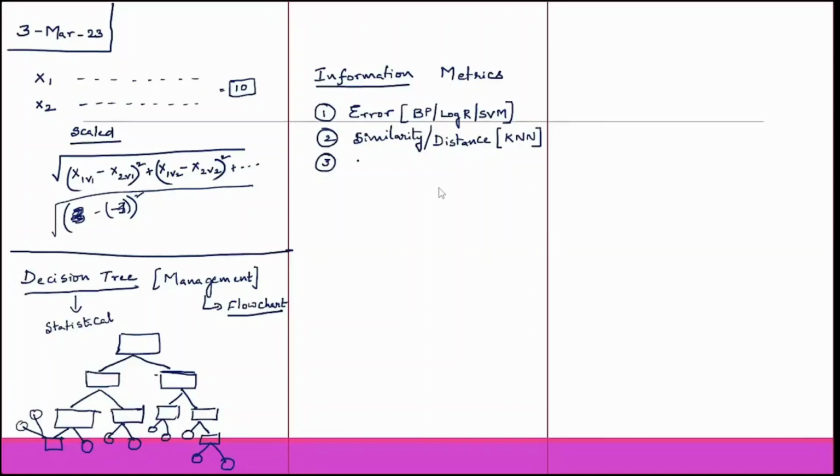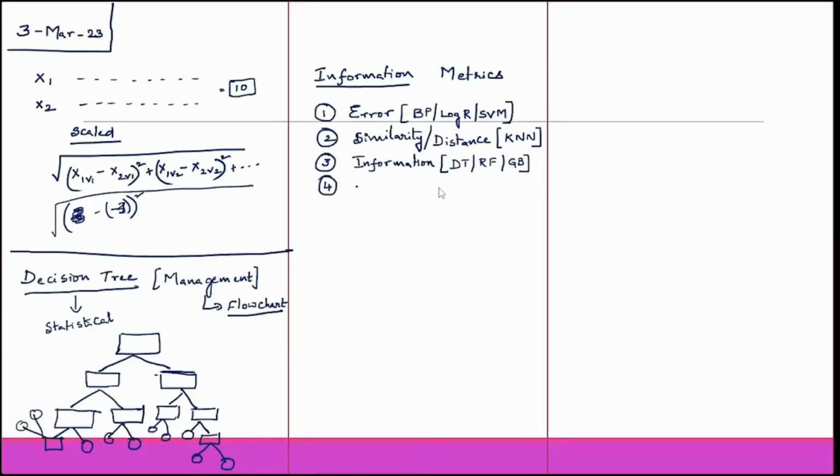Then the third one that we are picking up today is information-based learning. So here we talk about information gain, which is based on some fundamentals coming from information theory. Here we will talk about decision trees, random forests, gradient boosting and a few other such models.